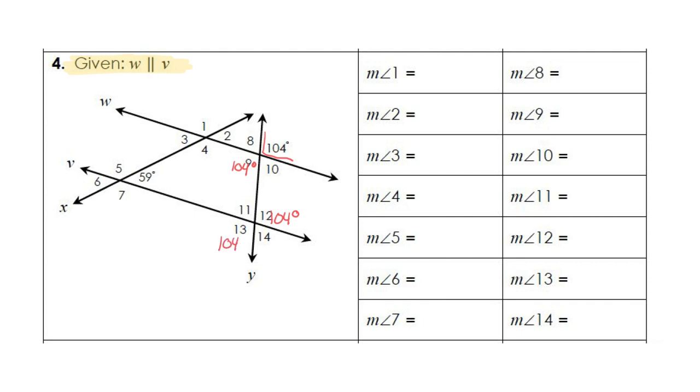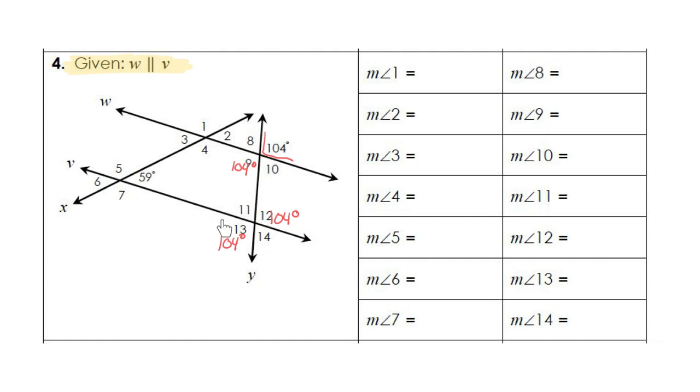Oh, let me fix that so it looks like more of a degree sign. Also, this angle and this angle are alternate exterior angles, so those are also going to be congruent, the exact same measurement. Now, how do I find these measurements for this transversal that I don't know?